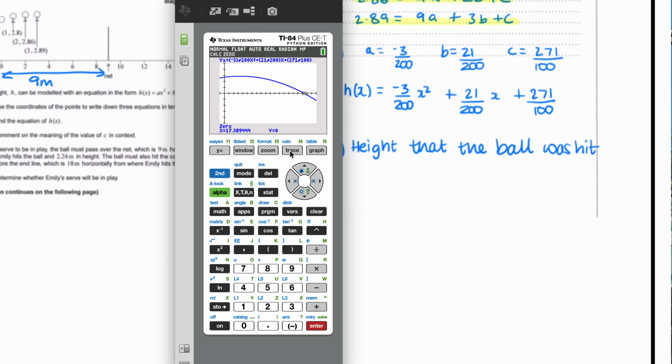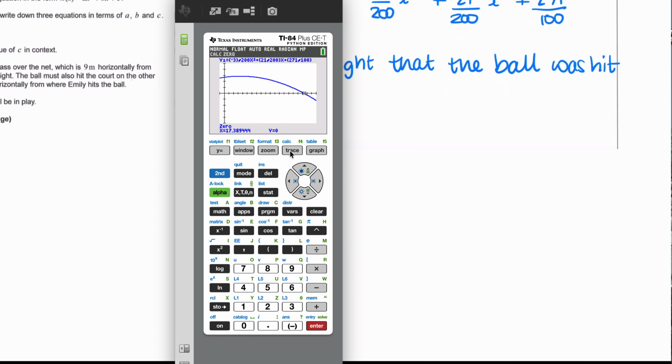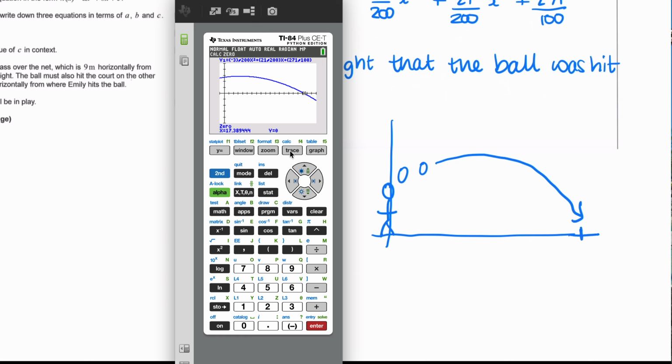So in terms of the marking and how you could show this, drawing the graph would be enough. I'm going to draw this graph here for us to see. So here is Emily, and she's hitting the ball that then goes over like this. Now it lands at 17.4. That's where the ball lands down here. Therefore, it does go into play, so that's fine. And we could write that coordinate, so 17.4, 0.